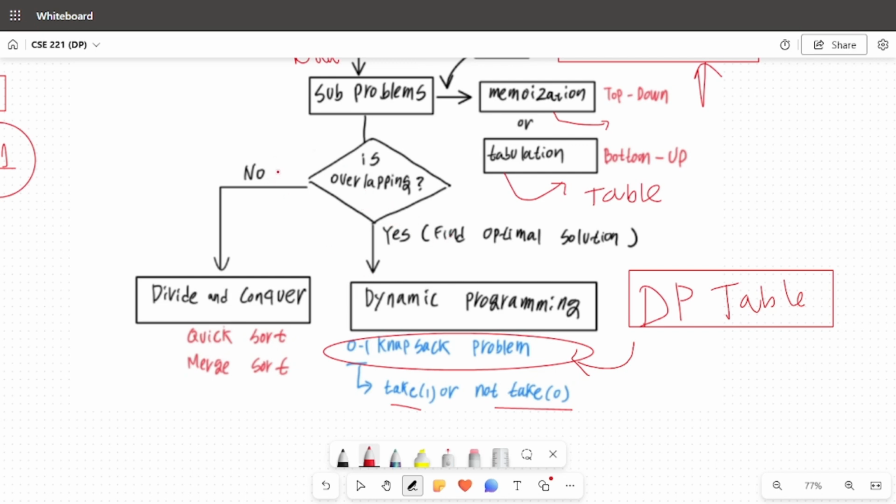Now if you don't get the overlapping problem, which is no, then you have to solve it by divide and conquer, which means quick sort and merge sort. So you can do it in both ways. You can do it by quick sort or merge sort.